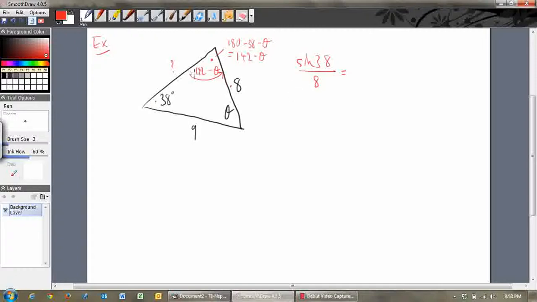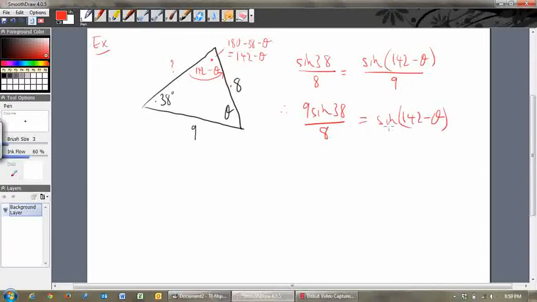Okay, so here we go. Now we've got an angle and a side length, so that's equal to sine 142 minus theta over 9. And there's our setup. All we need to do now is solve it. Okay, so let's do this. Therefore, multiply both sides by 9. So therefore we get 9 sine 38 over 8 is equal to sine 142 minus theta.